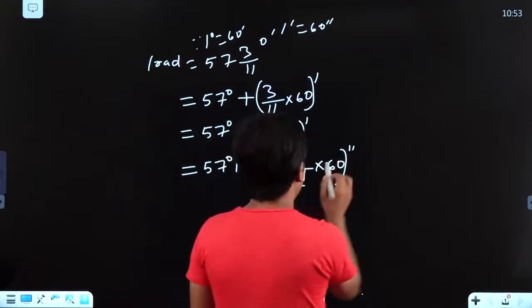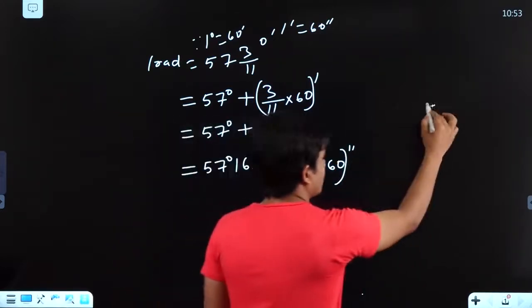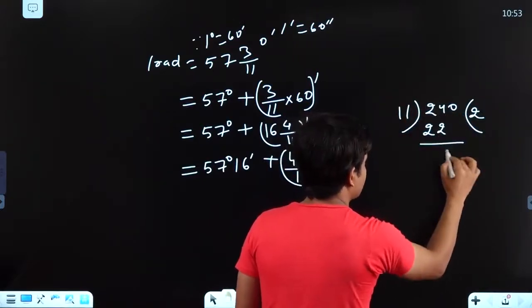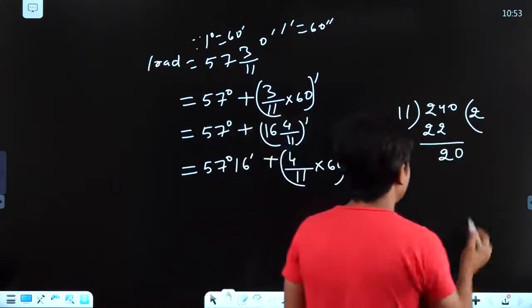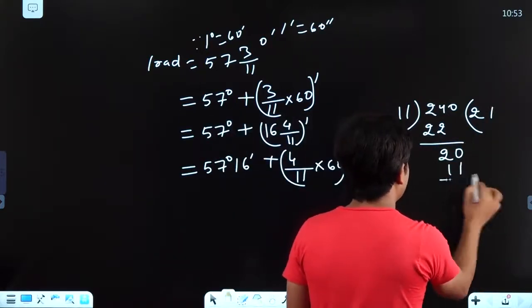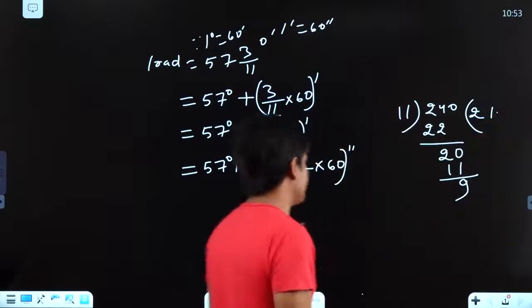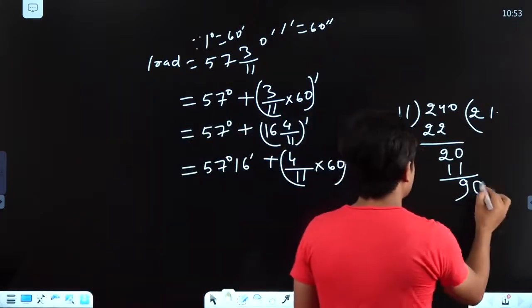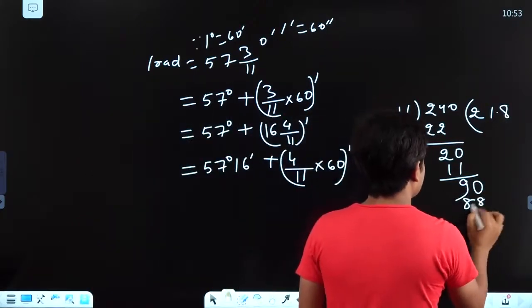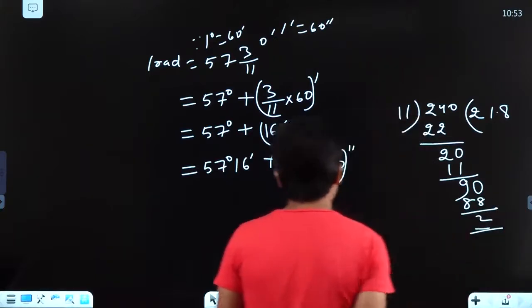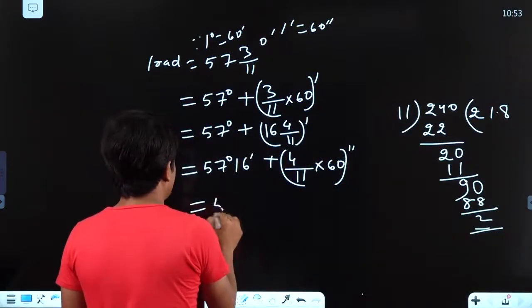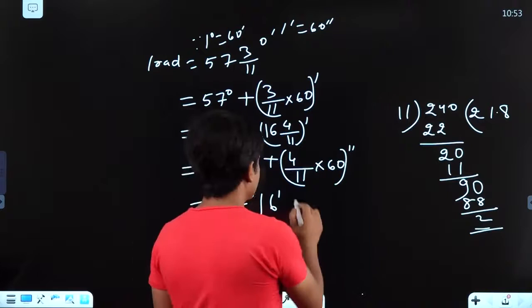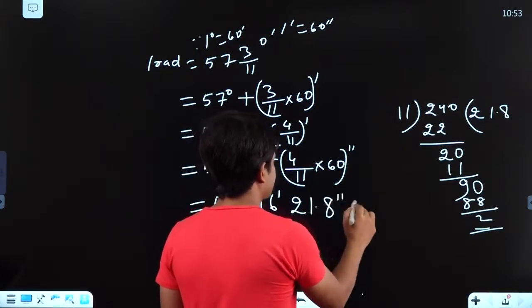Now you have to divide 240 by 11. So 11 twos are what? 22, 20, and 11 ones are 11, 9. Now we can use decimal because this is the last unit, second is the smallest unit, therefore we can take 0 over here and this. All right, and so on. So we can write it as how? 57 degree, 16 minute, and what? 21.8 seconds approximately.